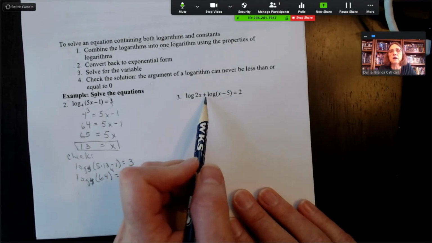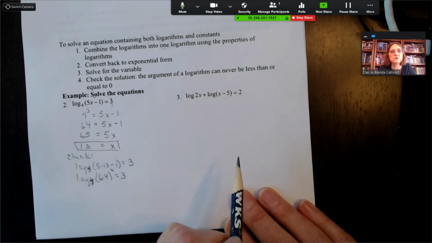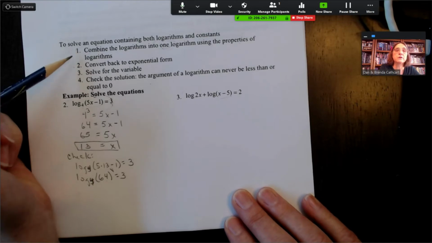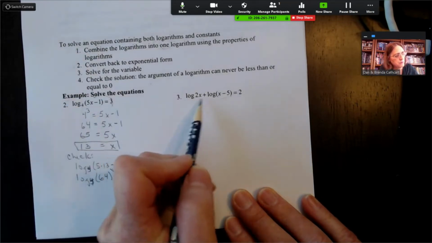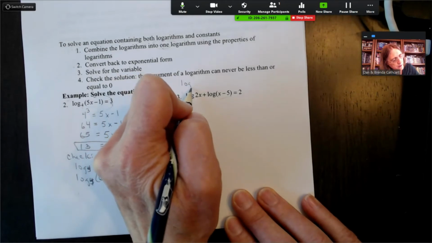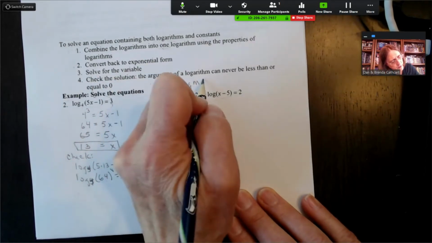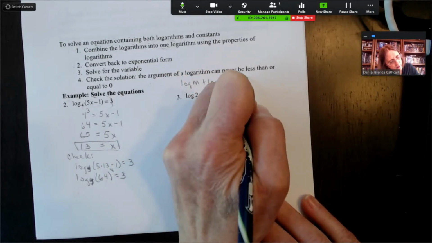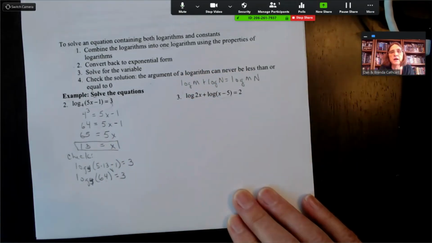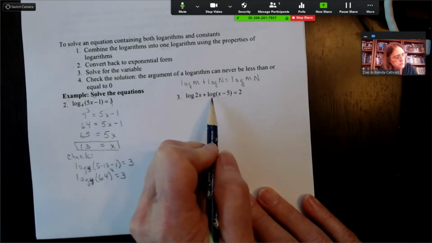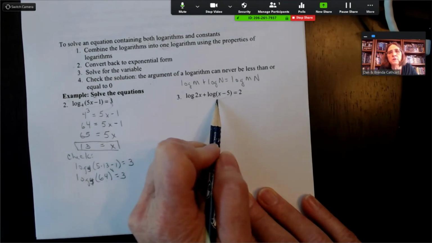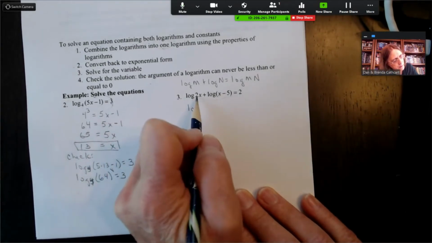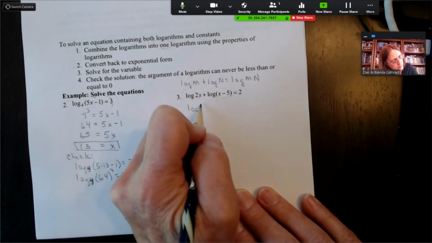combined into a single log. We have 2 log expressions. So I need to combine those logs into one logarithm using the properties of logarithms. The property that we're going to use here is that the log of m plus the log of n can be combined into the log of m times n. Notice we don't have a base showing here, so remember that means base 10. So let's combine that into one log by taking the 2x times the x minus 5.